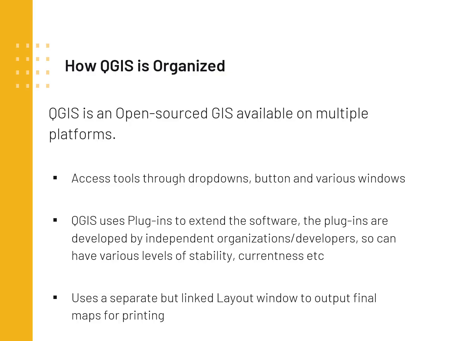A little bit about how QGIS works. QGIS is an open source GIS that's available for multiple platforms. You're going to access tools through drop-downs, buttons, and various windows. QGIS uses plugins to extend the software and what it can do. The plugins are developed by independent organizations or developers, so be aware that they can have various levels of stability or currentness and things like that. The other thing to note about QGIS, it uses a separate but linked layout window when you're getting ready to output your final maps for printing.